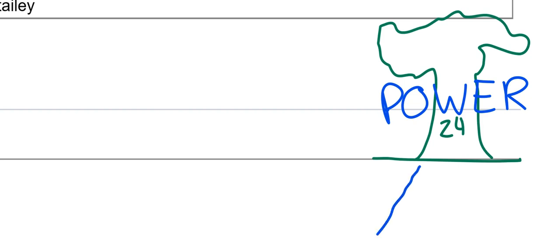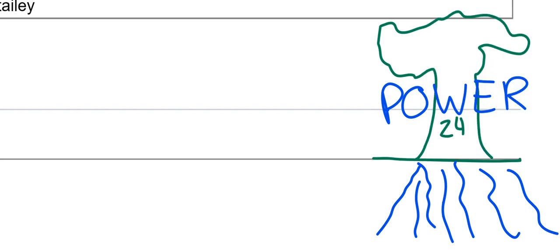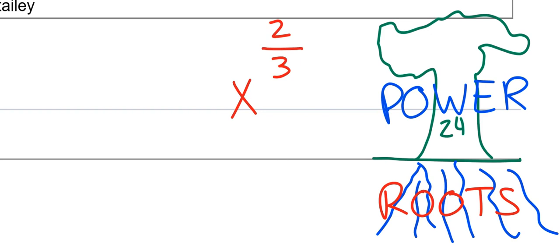Now, what's under the ground? Yes, the roots. Power on top, roots on the bottom. The reason I'm bringing this up, folks, is you need to understand what fractional exponents are, and the different parts of that fractional exponent. For instance, the power is in the numerator. The index of the root is in the denominator. Power on top, root on the bottom.